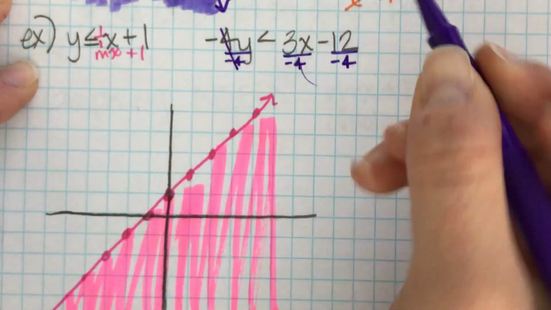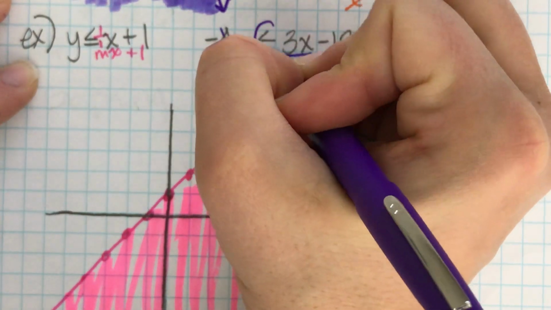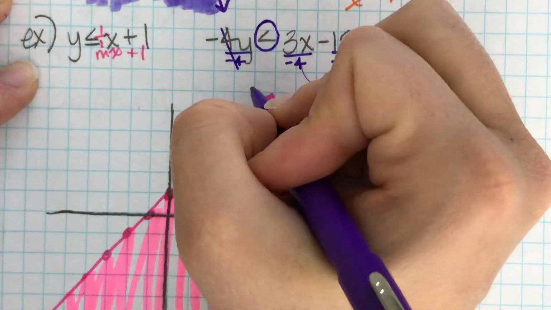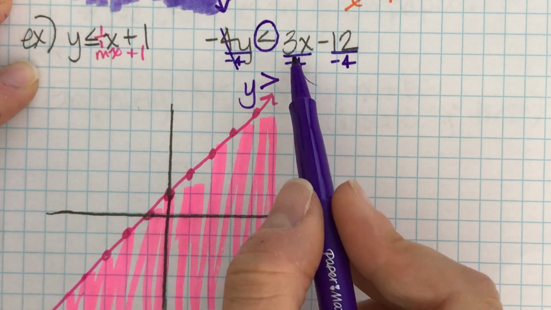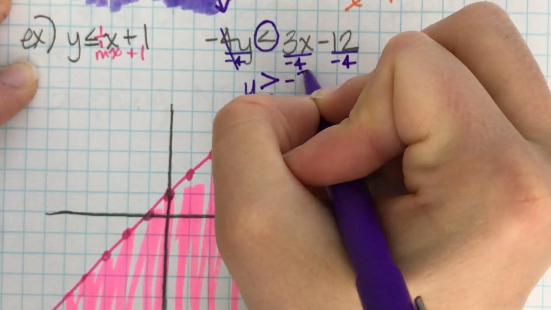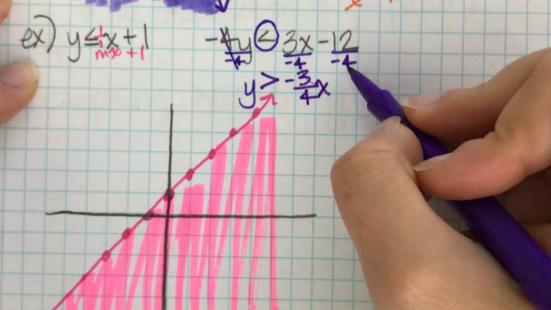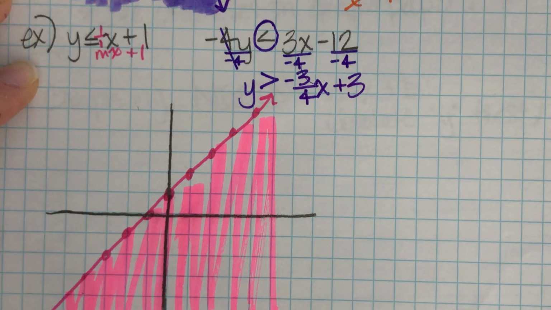This cancels out, and remember with inequalities, when you divide by a negative, something happens to that symbol. It flips around. So now I'm actually talking about greater than. I can't really divide 3 over -4, so I'm just going to leave it as -3/4 x. -12 divided by -4 would actually go to +3.